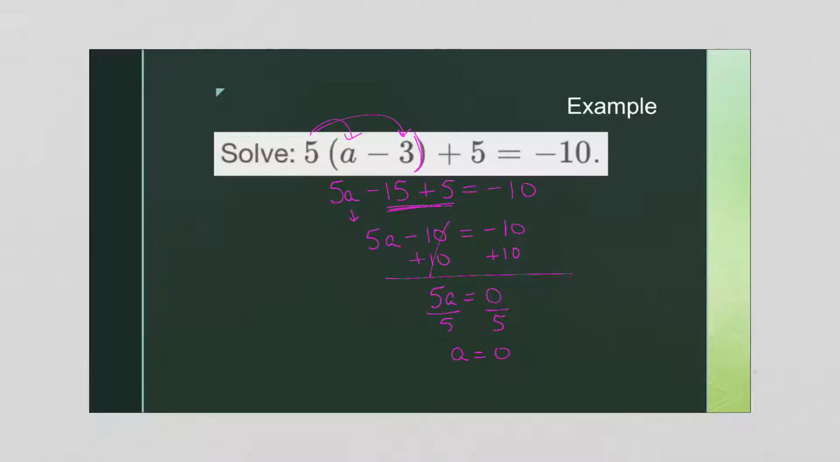So I would put 0 in wherever I see a. 5 times 0 minus 3 plus 5, does that equal negative 10? 0 minus 3 is negative 3, so I get 5 times negative 3 plus 5, does that equal negative 10? 5 times negative 3 is negative 15.